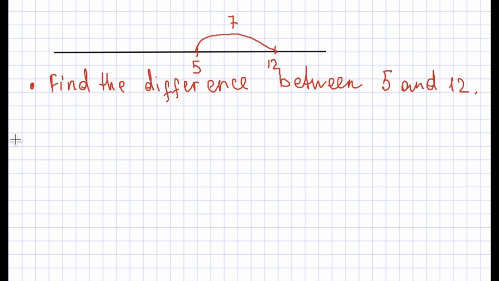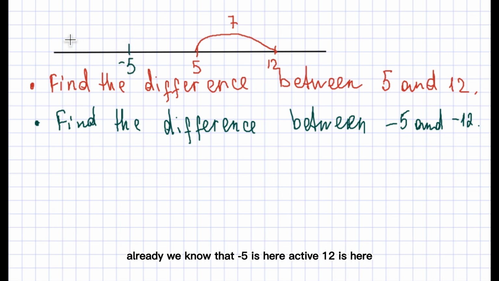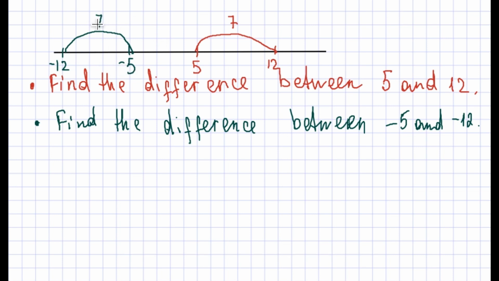Okay, now find the difference between -5 and -12. Okay, already we know that -5 is here, -12 is here, and we discussed it already that the distances, it doesn't matter where you are, distances are same. So again, the distance here is the same, it is 7.